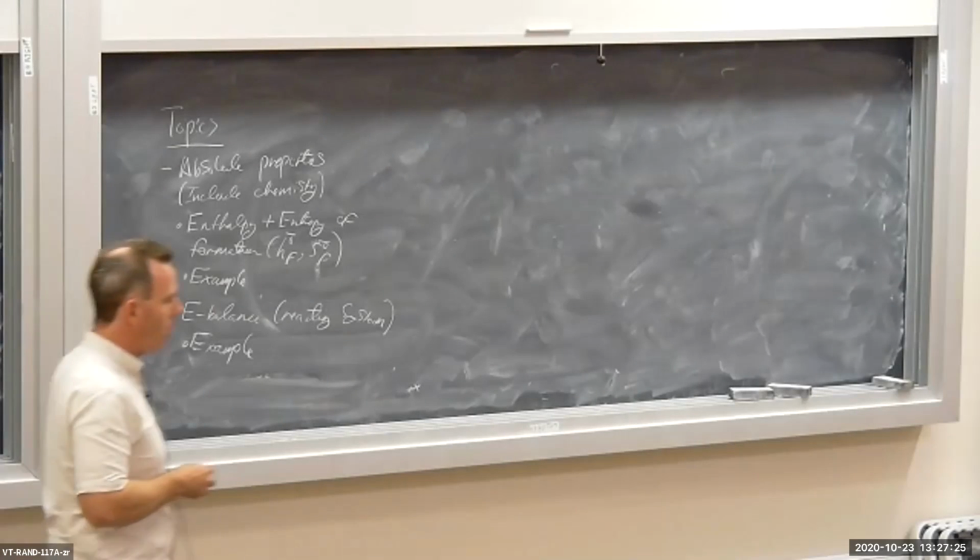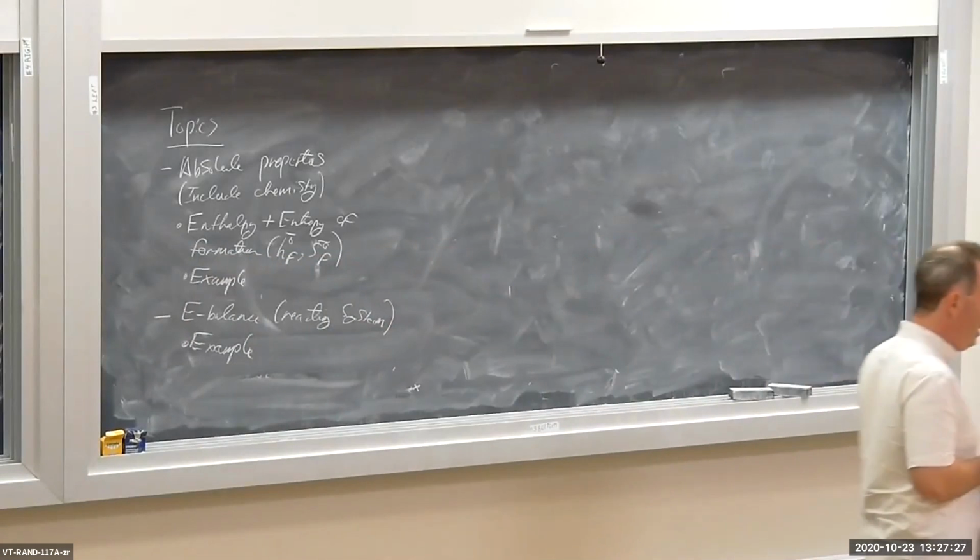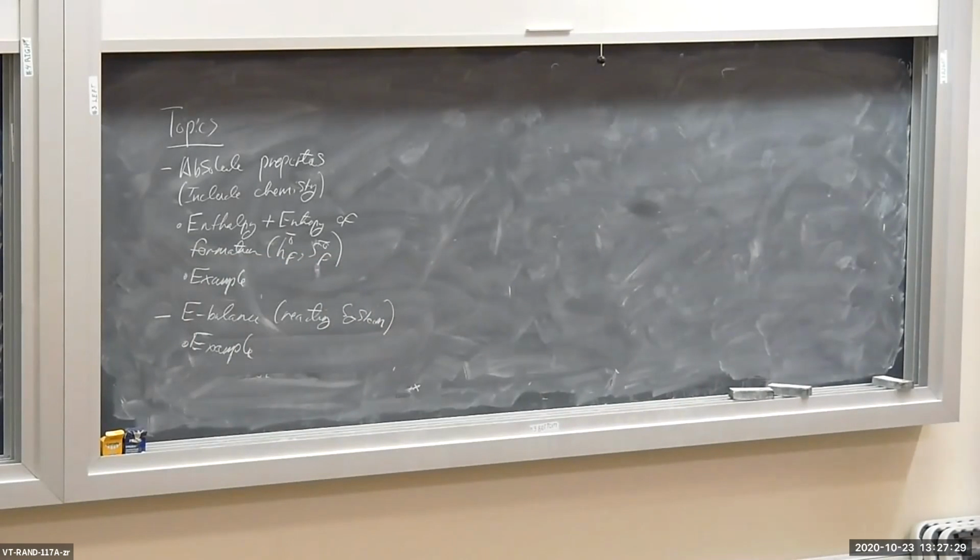So we're going to continue on with reacting systems today, and we're going to prepare the groundwork for applying energy balance and, if you like, an entropy balance to a reacting system. So we're going to look at what's called absolute properties today. What is absolute properties all about?